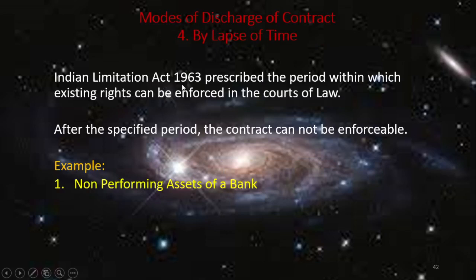So the Indian Limitation Act 1963 prescribes the period within which existing rights can be enforced in a court of law. So after the specified period, the contract cannot be enforceable. If you consider non-performing assets of a bank, there is a specified limit within which the bank has to take actions to recover the amount. After that, they cannot continue the contract. The contract will be closed.